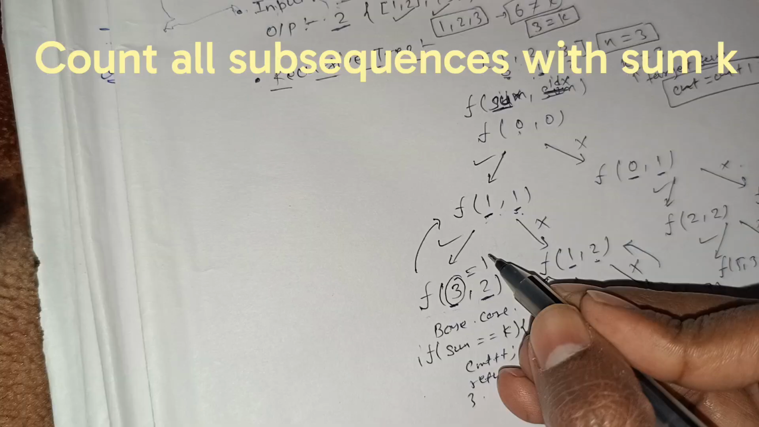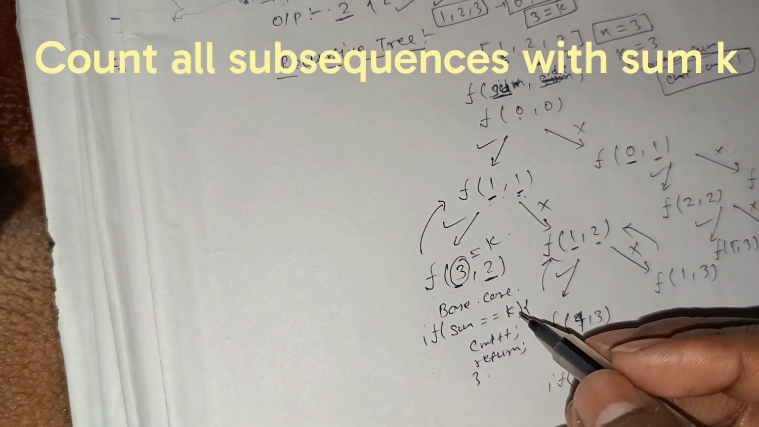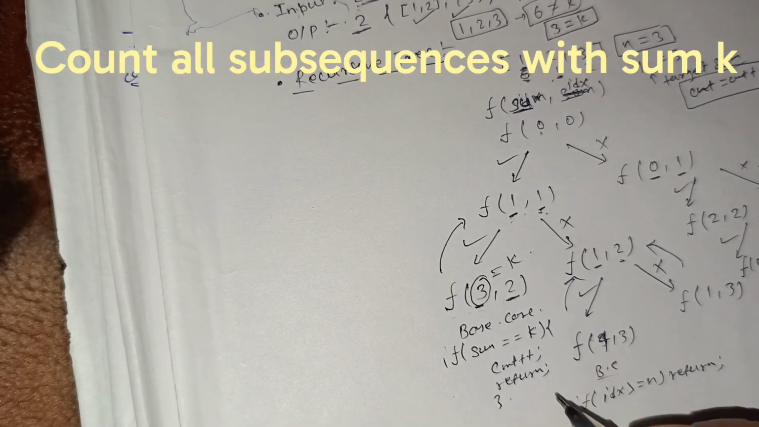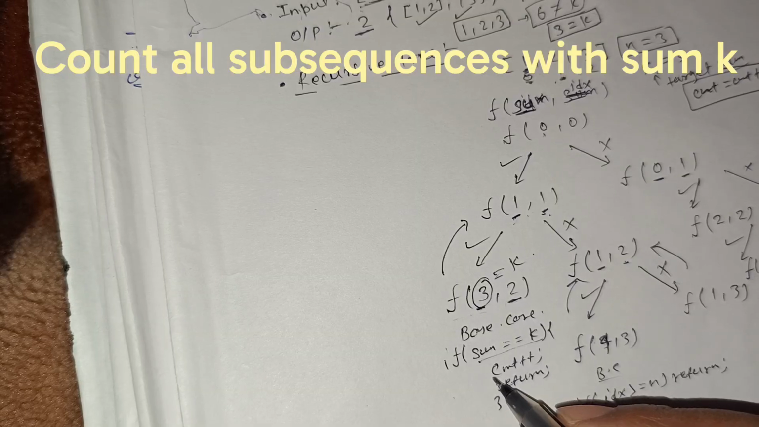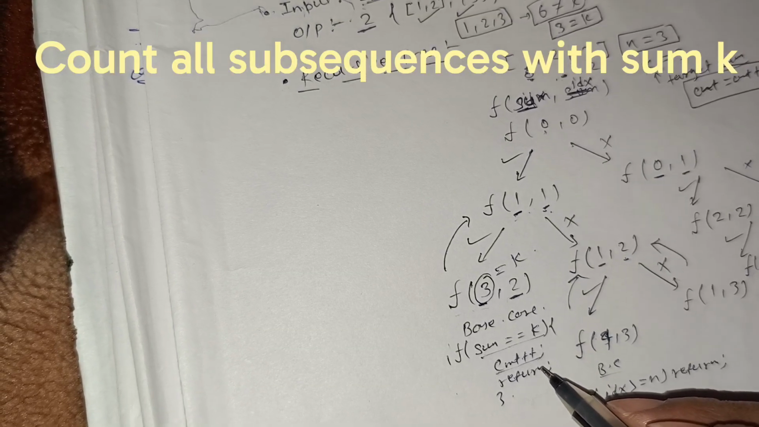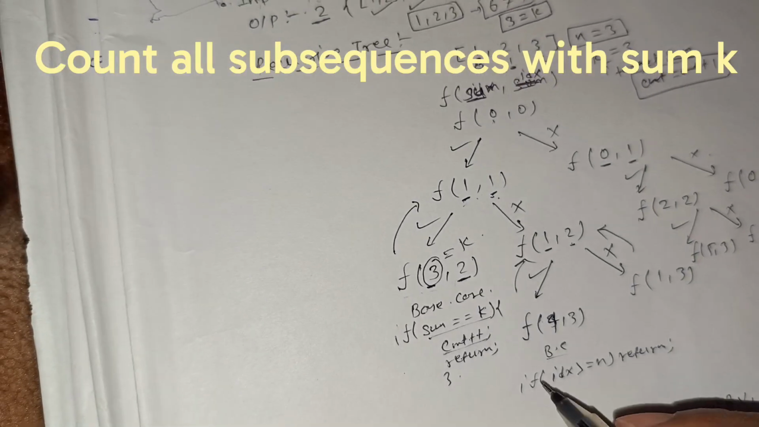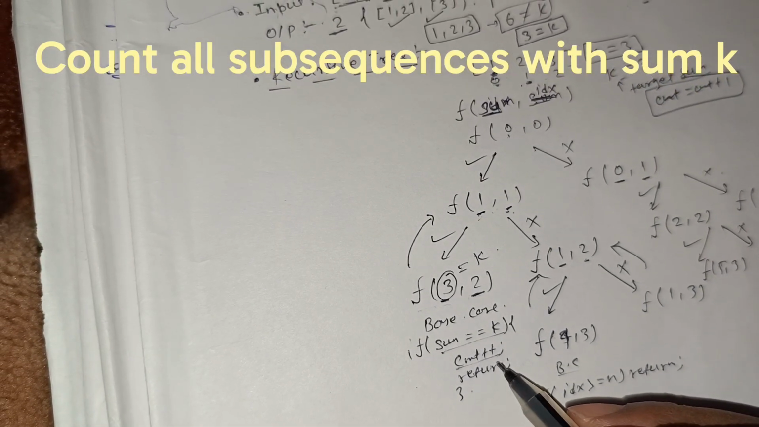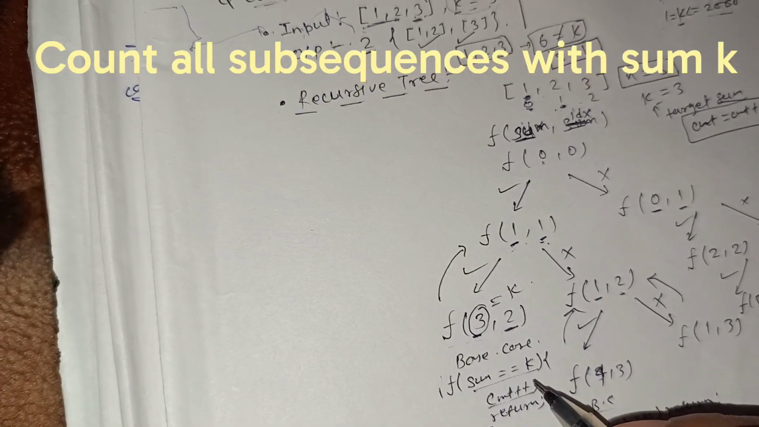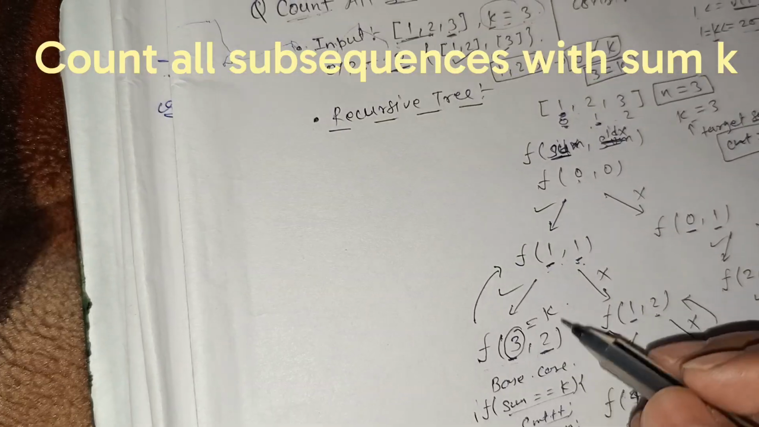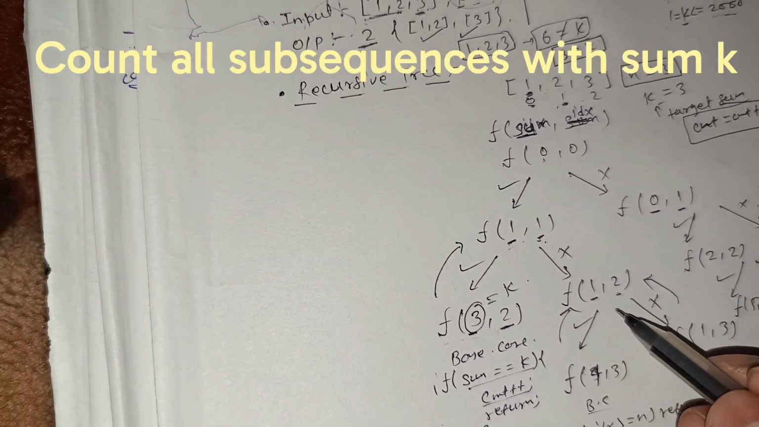Here we can see we got the sum equal to k, that is, it hit our base case: if sum is equal to k, the count plus 1. It means it is a valid subsequence. Increment the count and from here the function will return. Then the next function will be called, not take.